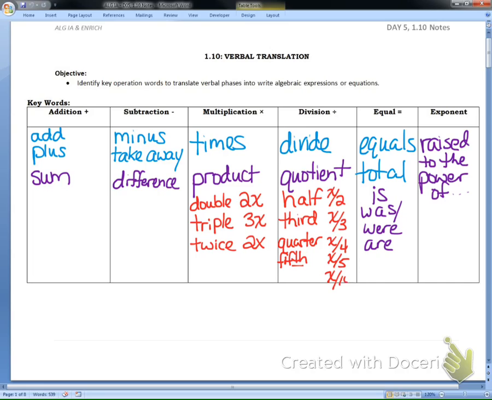Here's the one I was going to tell you about. This is a toughie. What word indicates that you divide by 100? Think you know this one? Percent. Percent is a quantity out of 100. So whatever the number is, if they say 30%, then you would take 30 and divide it by 100.